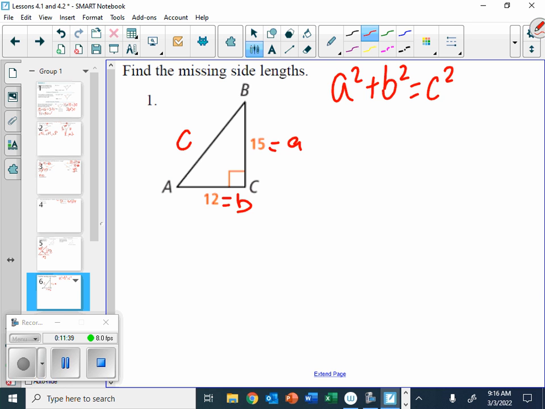And what I'm going to do is I'm going to plug everything into that formula. Okay, put it away. Please. Thank you. Okay, so plug everything in.